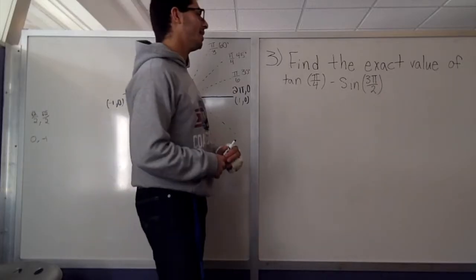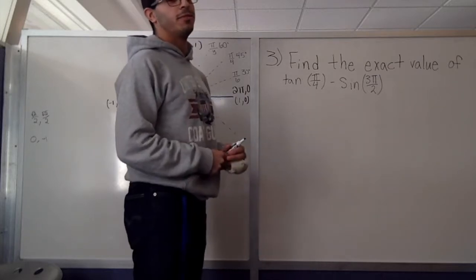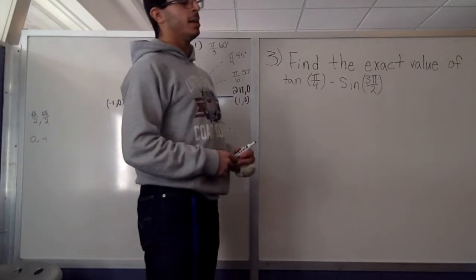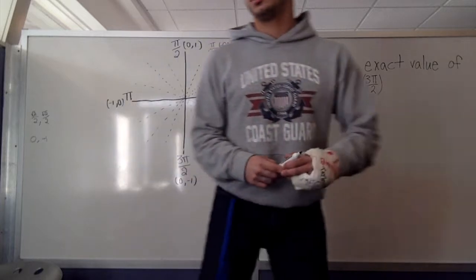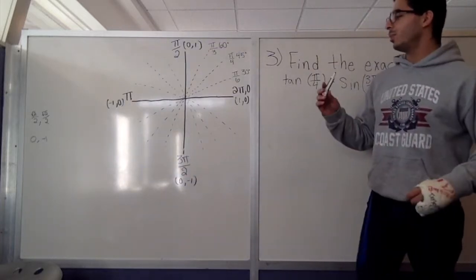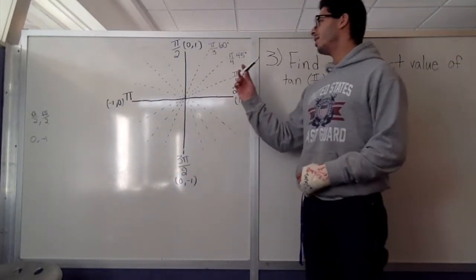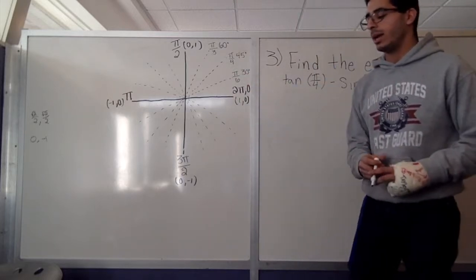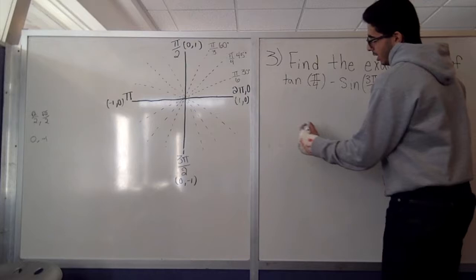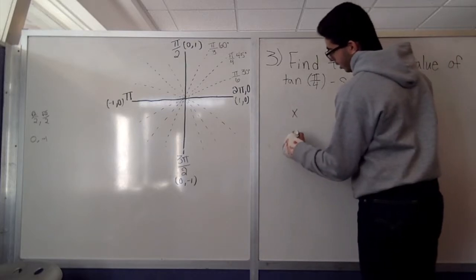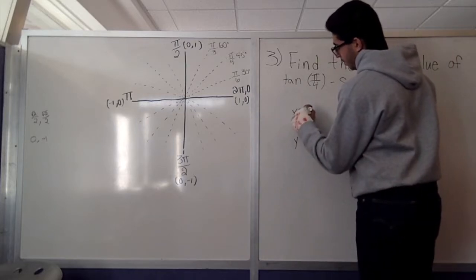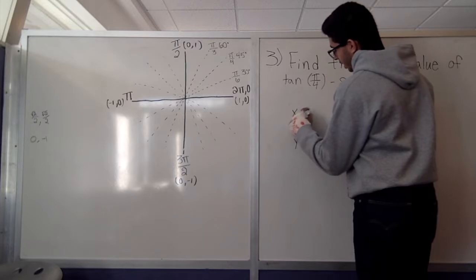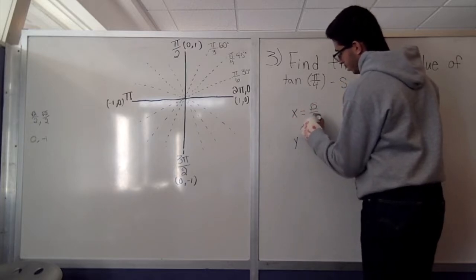Alright, so we need to find the exact value of tangent pi over 4 minus sine 3 pi over 2. First we're going to refer to our unit circle, find pi over 4, which is 45 degrees, and find our x-coordinate and our y-coordinate. Our x-coordinate and y-coordinate are actually the same for pi over 4, and that's going to be radical 2 over 2.